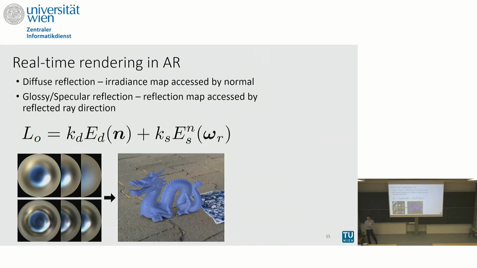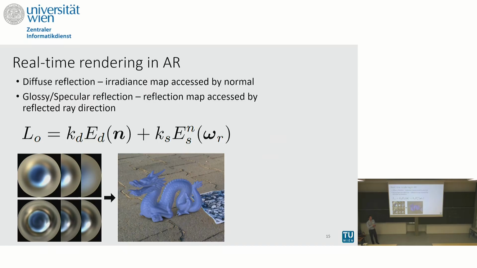And how can we then use it for rendering? The rendering is then very easy. We just have two texture reads. We read one value from the diffuse map and one from the specular map. That's this E_D and E_S. This one is read based on the normal of the surface, and this one is read based on the reflected ray direction, the reflected view direction.